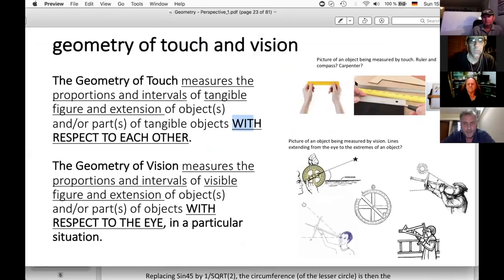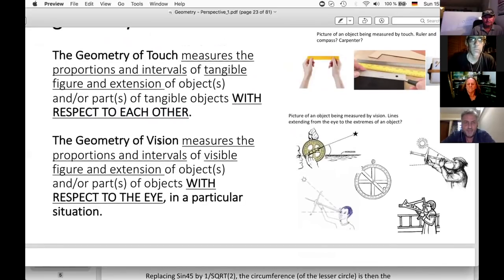So what I'm doing at the end of the day is measuring the object, or the parts of the object, or the extension of the object with respect to each other. So I'm relating its width and its breadth and its height using a ruler, with respect to the parts of the object.